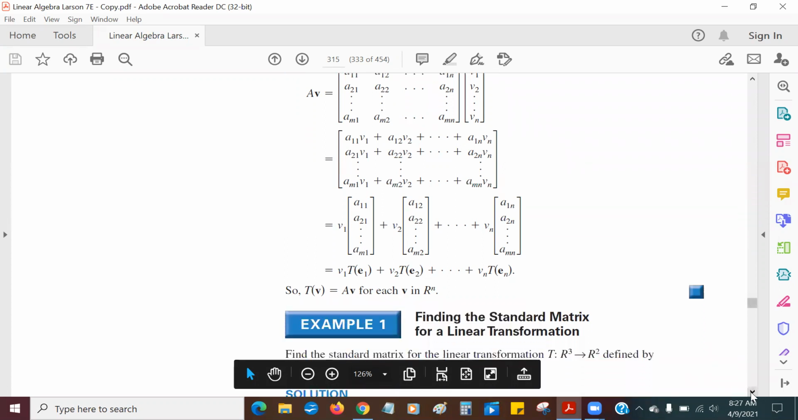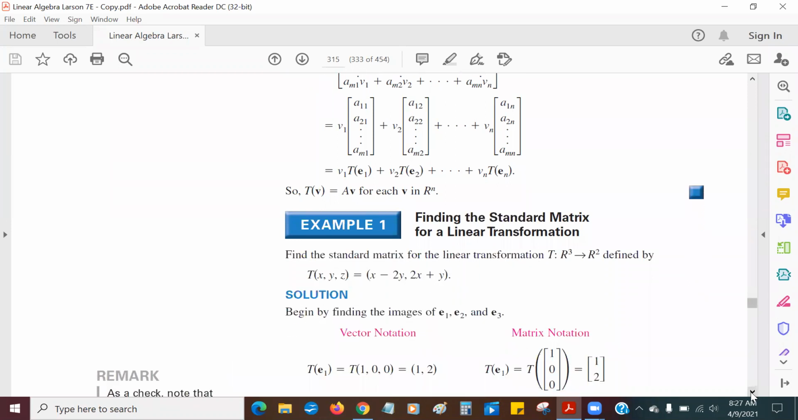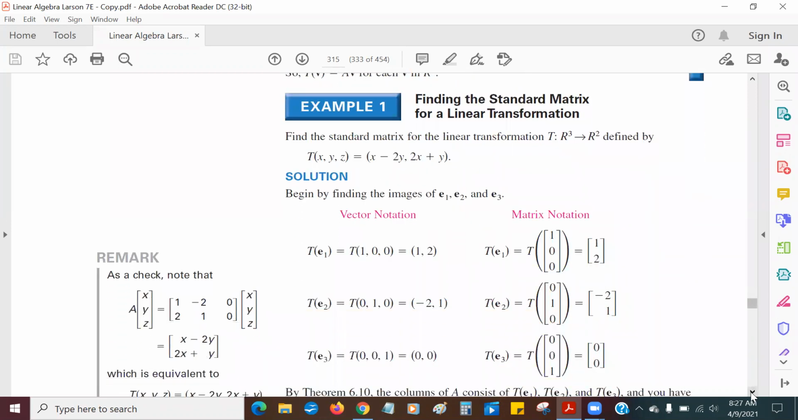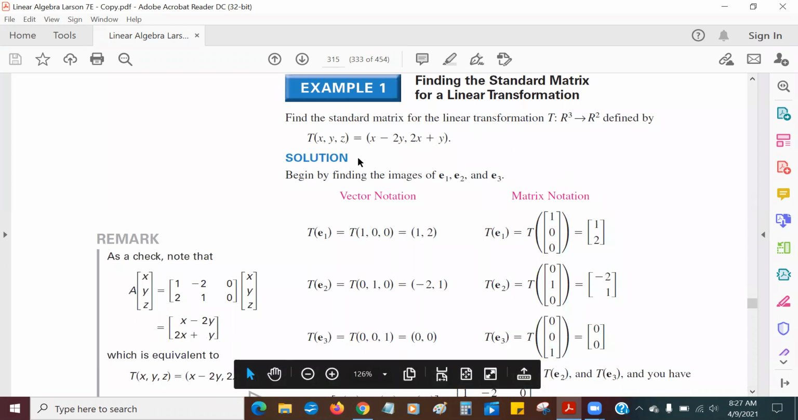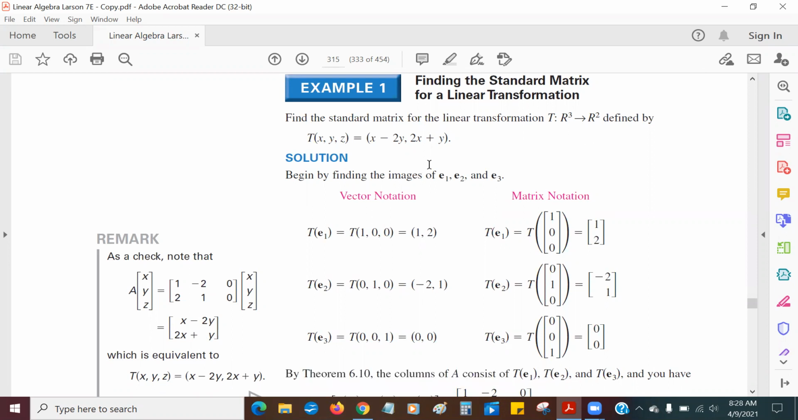So now let's actually do this and find a standard matrix. So we want to look at a linear transformation. We're going from R3 to R2. So T of (x, y, z) is (x minus 2y, 2x plus y). So first you have to find the images of the standard basis vectors. Notice it goes up to E3, because when we talk about the standard basis, we're talking about from the domain.